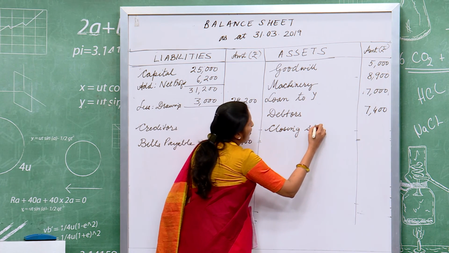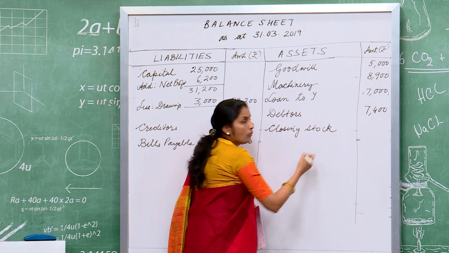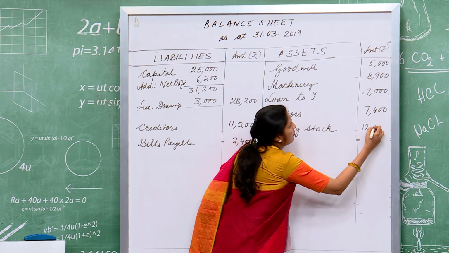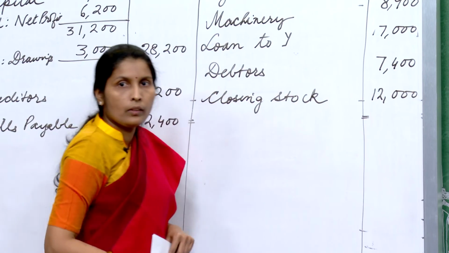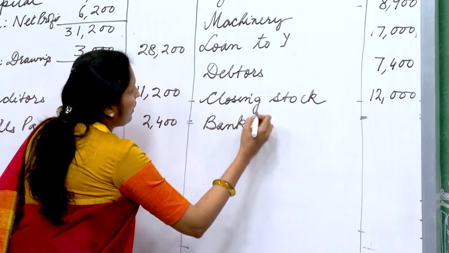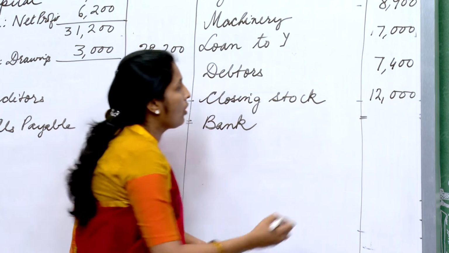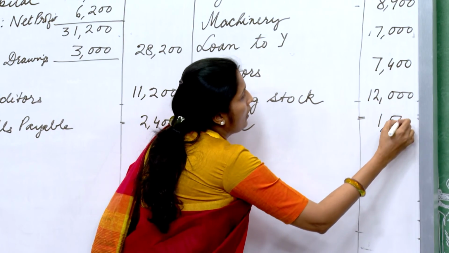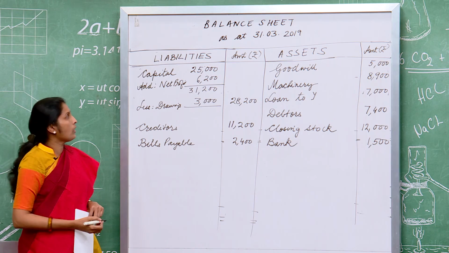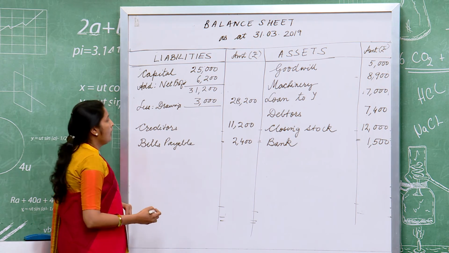So closing stock, on the asset side, the value of closing stock given to us is 12,000. And then lastly we'll have bank. The bank balance, or the cash at bank, is 1,500. After all the items are posted on the liability side and the asset side, now we will total both the sides.